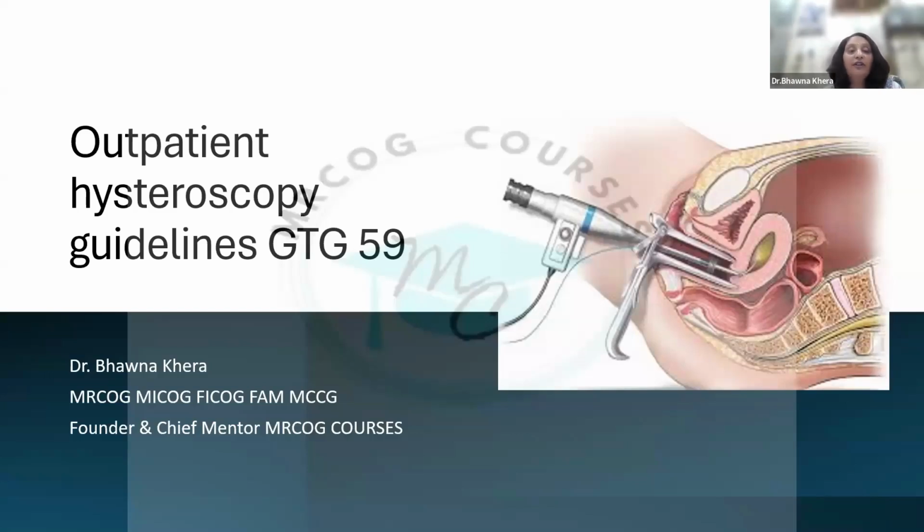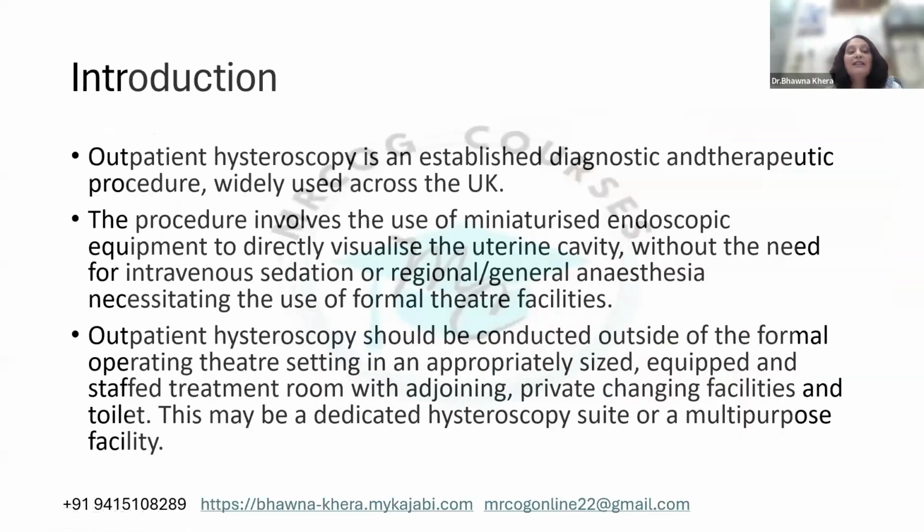So here we start with the guideline, Outpatient Hysteroscopy Guidelines, that is GTG 59. So first, let me start with the introduction. Outpatient hysteroscopy is an essential diagnostic and therapeutic procedure widely used across the UK. The procedure involves the use of miniaturized endoscopic equipment to directly visualize the uterine cavity without the need for intravenous sedation or regional or general anesthesia, necessitating the use of formal theater facilities.